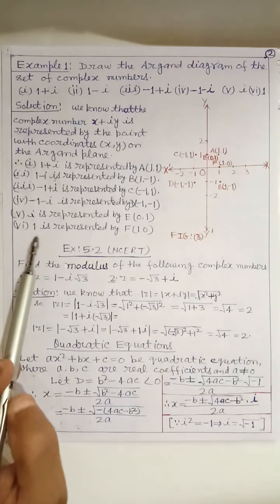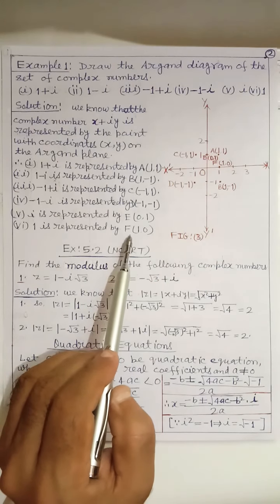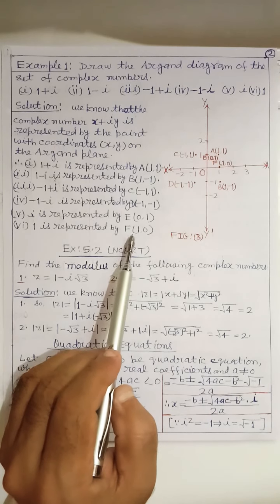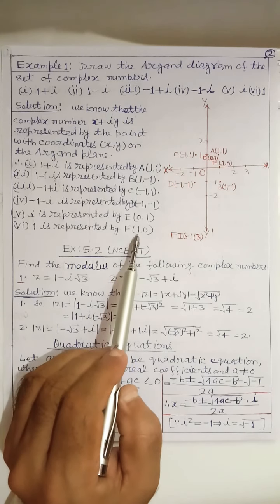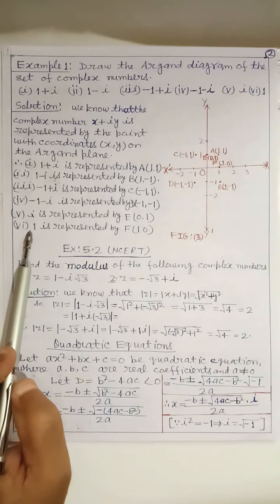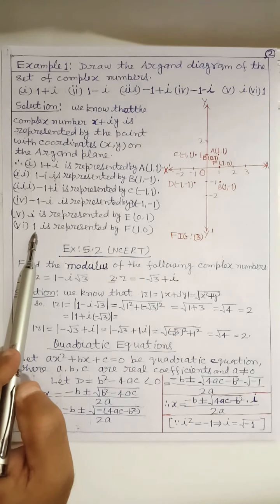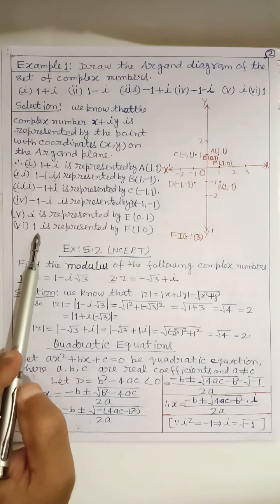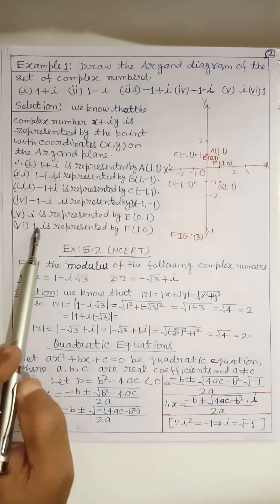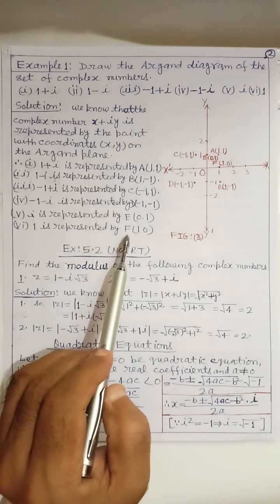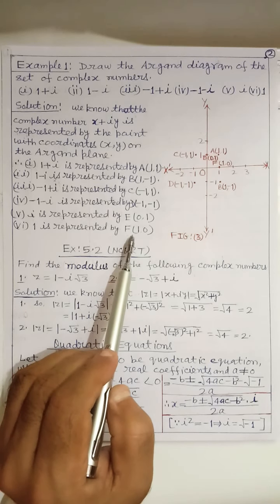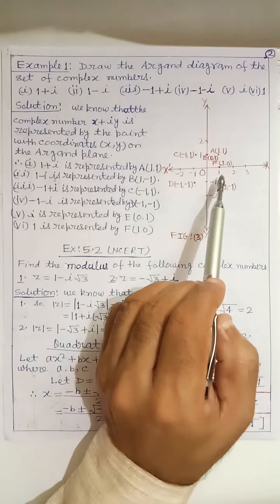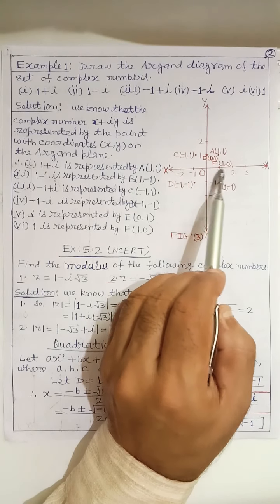(0, 1). 1 is represented by a point F having coordinates (1, 0). Dear students, it is of the form a plus 0i. So this point lies on the real axis, that is also called the x-axis, F(1, 0).